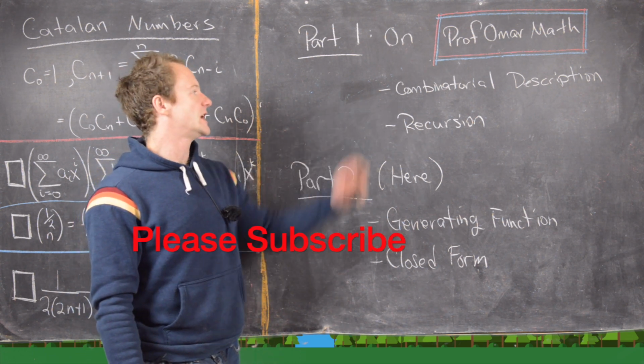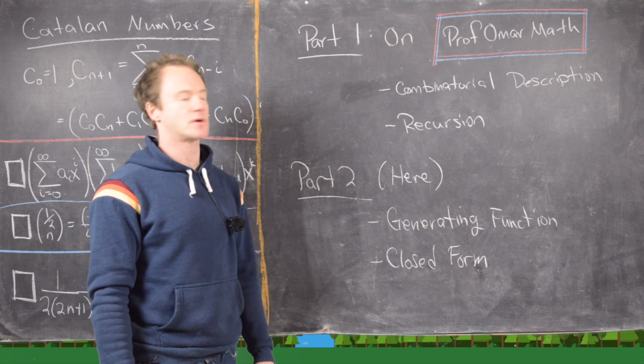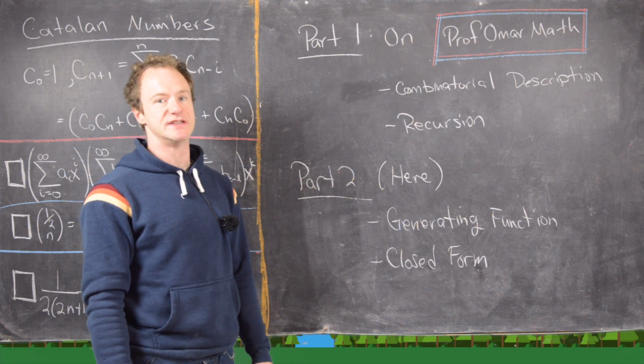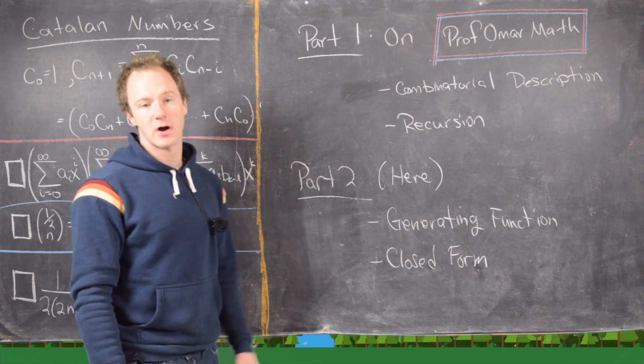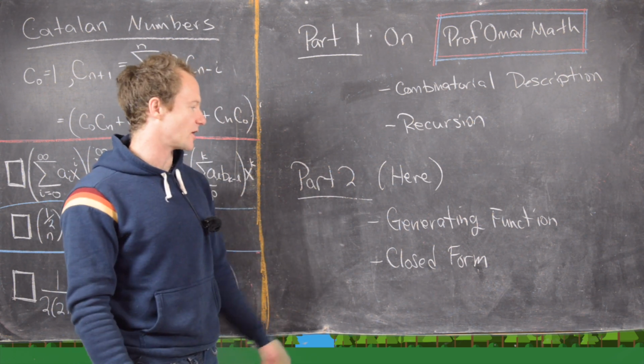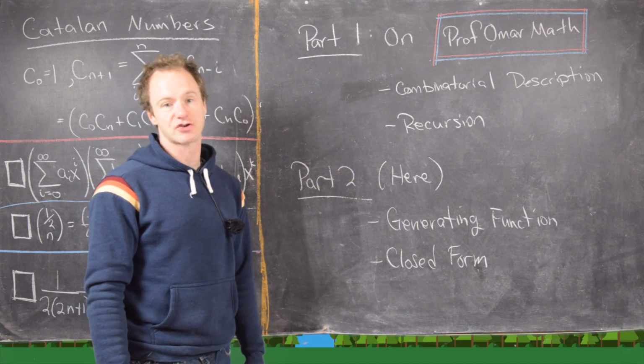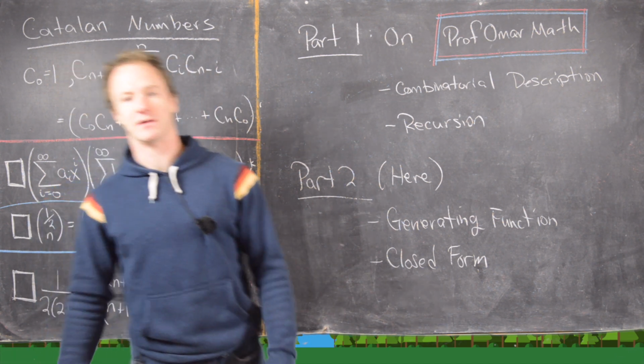In his video, he gave a combinatorial description of these numbers as well as a recursion which these numbers satisfy. So part two of this video is obviously here. We're going to construct a generating function and describe a closed form of these numbers.